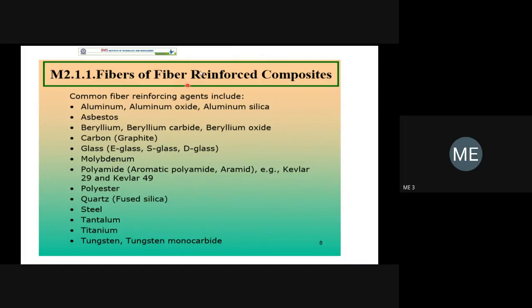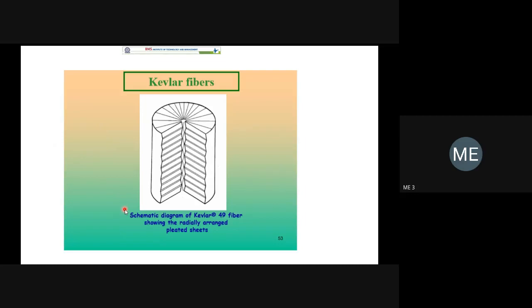So now common fiber reinforcing agents include aluminum, silica, asbestos, quartz, steel, tantalum, titanium, tungsten. These are the different types of fiber for reinforced composite. Like silicon carbide, even graphite, boron, zirconia, even fly ash. It is produced in thermal power plants. The graphite, the mica, and alumina Al2O3. There is one more material, illite clay, that is used in your foundry sand. The Kevlar. So these are the different types of reinforcement material used.